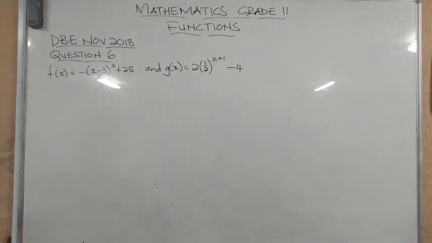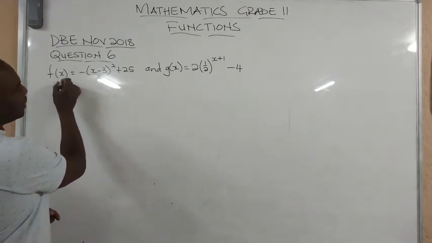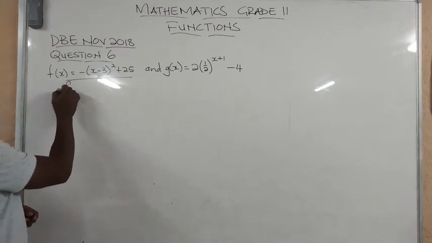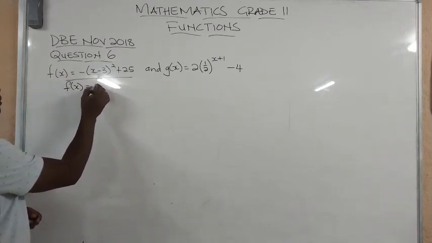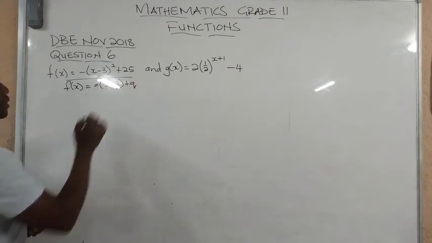Now let's look at question 6 of the same question paper, November 2018. Question 6, we are given f of x, which is negative into x minus 3 squared plus 25, of which you should be able to see that this is completing the square form in which we have been given f of x. That is, f of x is equal to a into x plus b squared plus q.